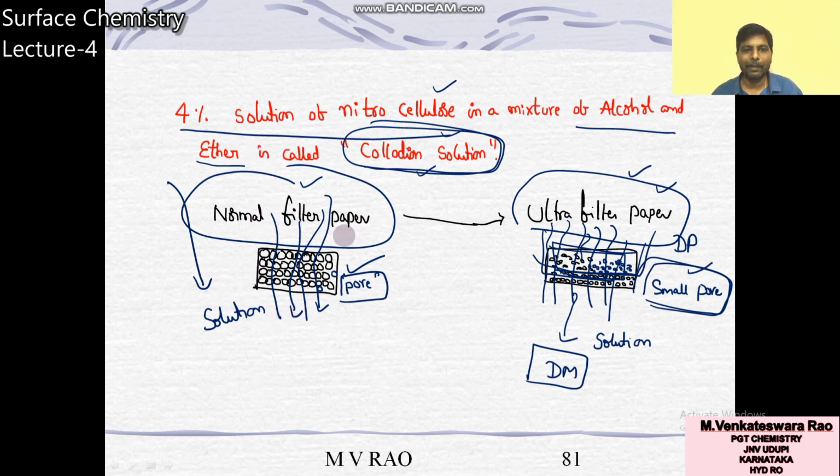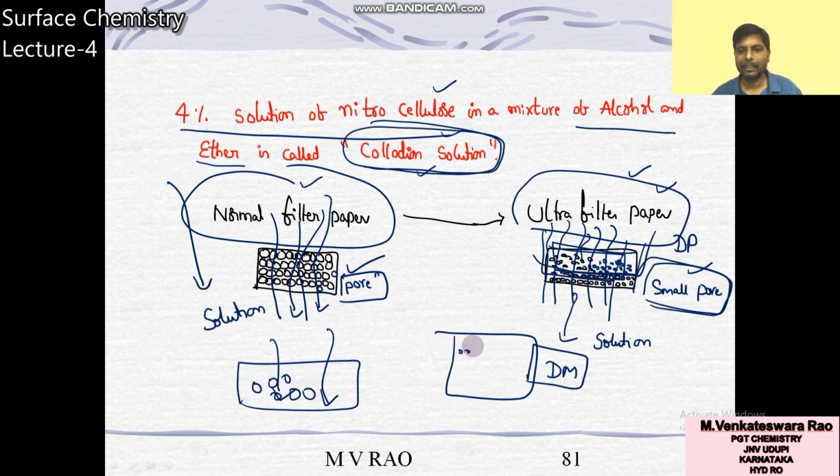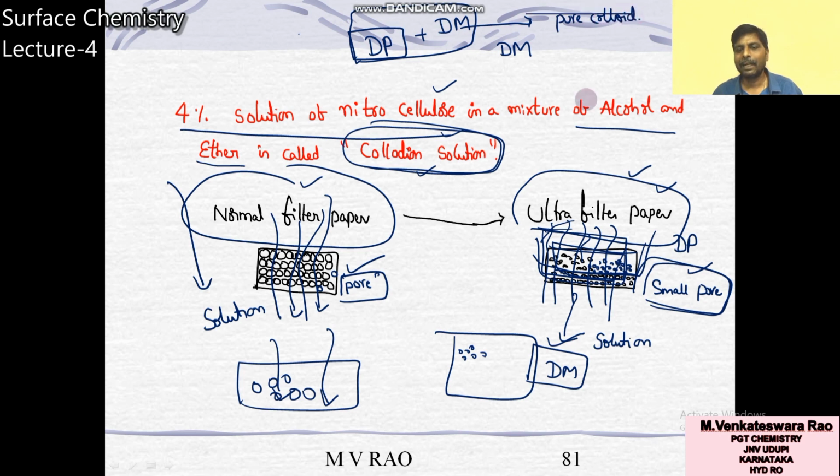So in normal filter paper, both solution and colloidal particles will pass because the pore size is more, but in ultrafilter paper, because of the small pore size, big colloidal particles will stop here, only the dispersion medium passes. So after ultrafiltration, you can separate dispersed phase and dispersion medium. This dispersed phase, again you can mix with pure dispersion medium, and you will get pure colloid. This technique is called ultrafiltration.